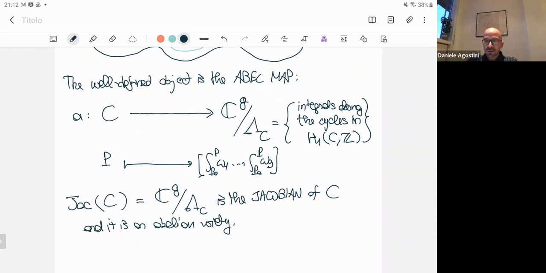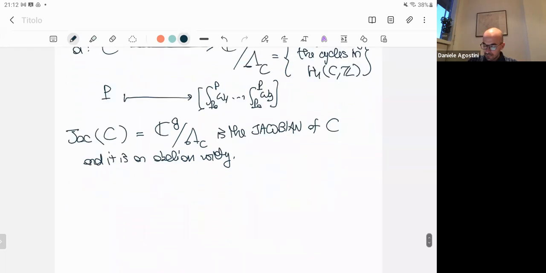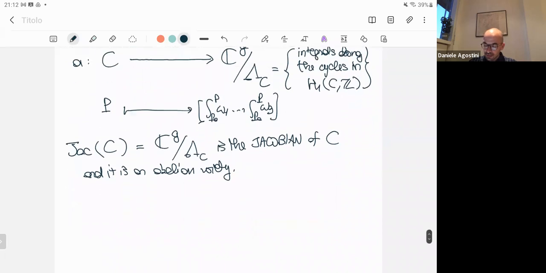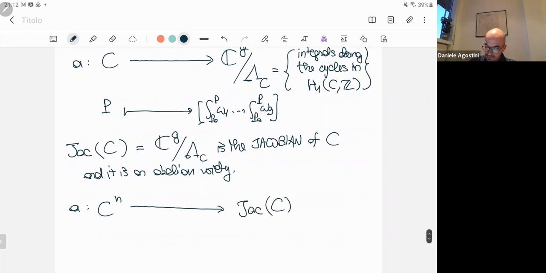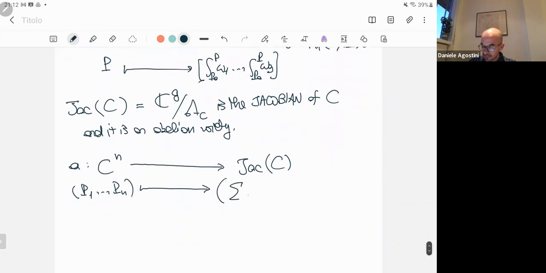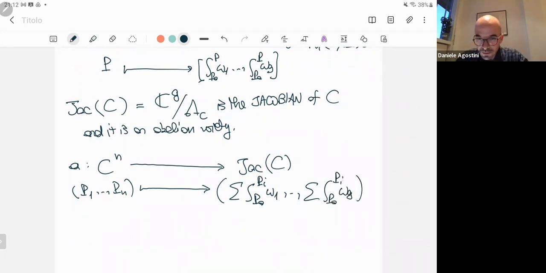Good. So, of course, this Abelian variety is an algebraic group, so we can actually extend this map to a Cartesian product of C, or if you want, effective divisors, and we just sum the corresponding integrals like P0, P9, omega 1. And this is again the Abel map, but with more points.